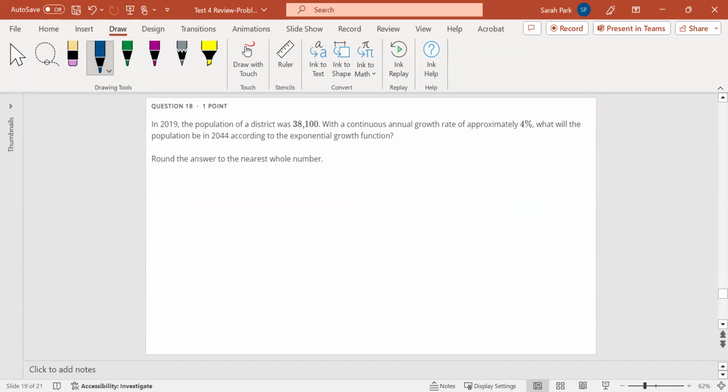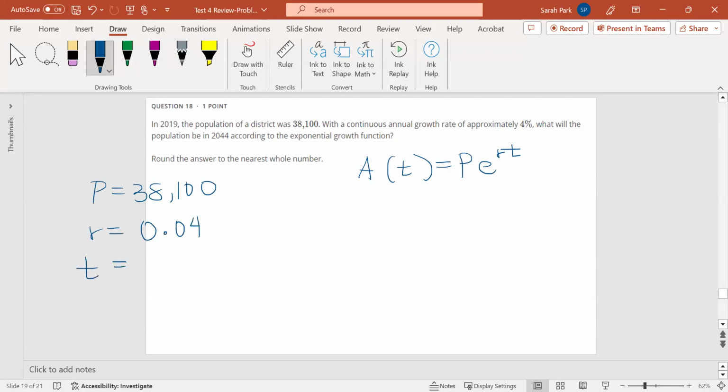So the exponential growth function we're going to use for population is A(t) equals P e raised to the rt power. And in this case, the original population is 38,100. We have the annual rate of 4%, so we write it as 0.04. T is the number of years, so for that, we need to subtract 2044 minus 2019, which gives us 25.